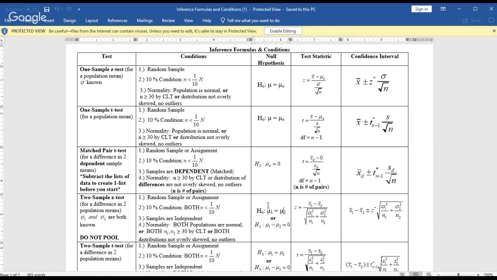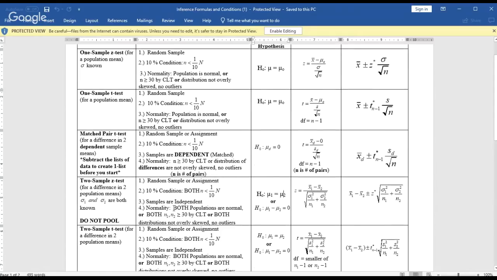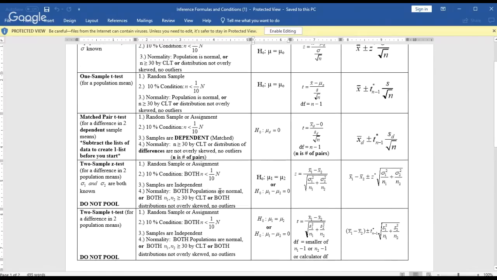And for proportions, they're all z's. Just remember, on two samples, declare both n's are greater than or equal to 30. Both n's are less than 1/10 N. Both. And remember, you can mix and match on the two sample ones too. So one could be greater than or equal to 30, the other one says the population is normal.